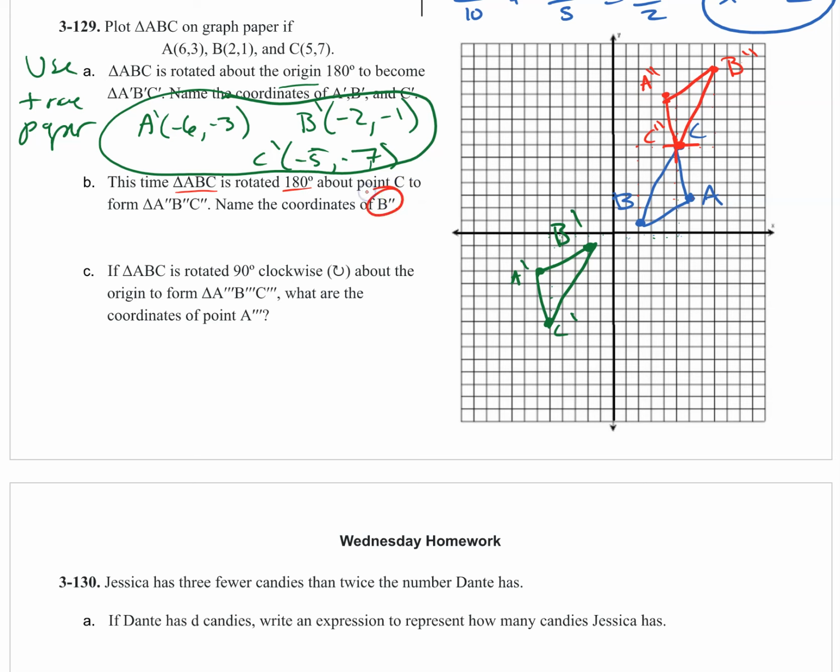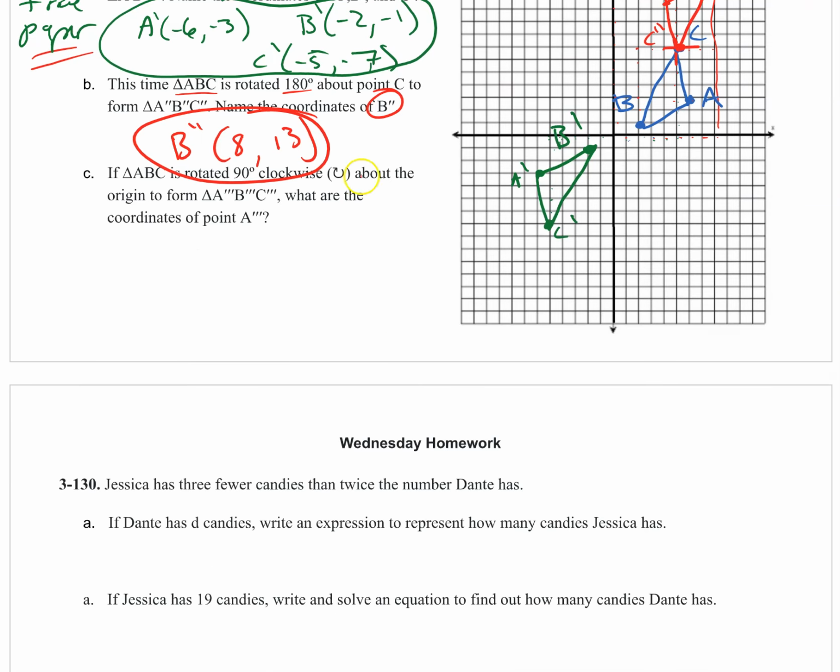Alright, so we're supposed to name the coordinates of B prime. Let's see what they are. Again, use that trace paper, and this is so much easier, and it's very fast. So B is 1, 2, 3, 4, 5, 6, 7, 8. B double prime is 8, comma, 1, 2, 3, 4, 5, 6, 7, 8, 9, 10, 11, 12, 13. Alright, C, again, use the trace paper. It should be pretty easy. Just spin it. Don't forget to draw the plus sign wherever you spin it around.